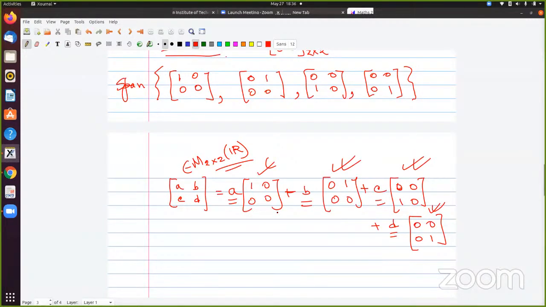No issues till this point? Yes, sir. Correct. Clear to this point. So I am calling these V1, V2, V3, V4.